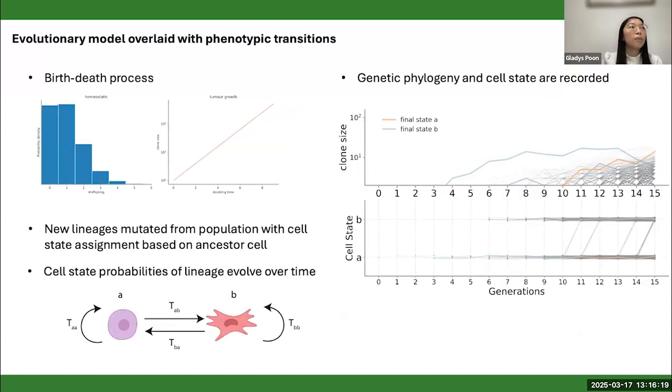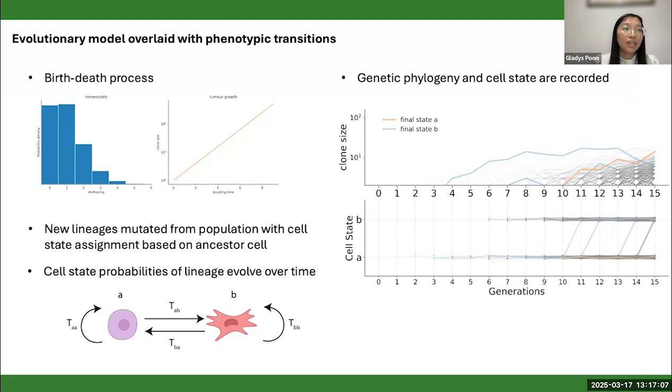What I do now is go back to the evolutionary modeling that I started off telling you about. So what I have is a birth-death process that describes the evolutionary process of the tumor, meaning that the birth-death process has a Poisson distributed number of offspring for every stem cell over every generation. And the average number of offspring is chosen such that the tumor grows exponentially, just like what you would expect for a tumor. In order to mimic CRISPR editing, there are new lineages being mutated from the population with a unique label under a fixed mutation rate.